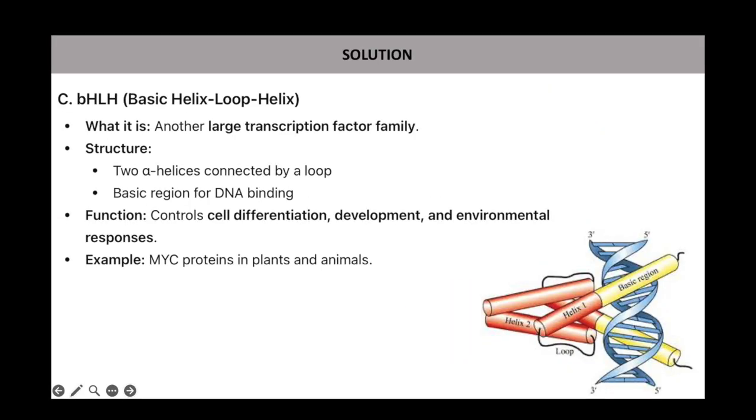Third is bHLH. bHLH stands for basic helix loop helix, and it is another huge transcription factor family. Its structure contains two alpha helices connected by a loop, and there is a basic region for DNA binding. The function is again in cell differentiation, development, and environmental responses. An example is MYC proteins in plants. There is another example, MYB proteins in plants. These all belong to the bHLH type.